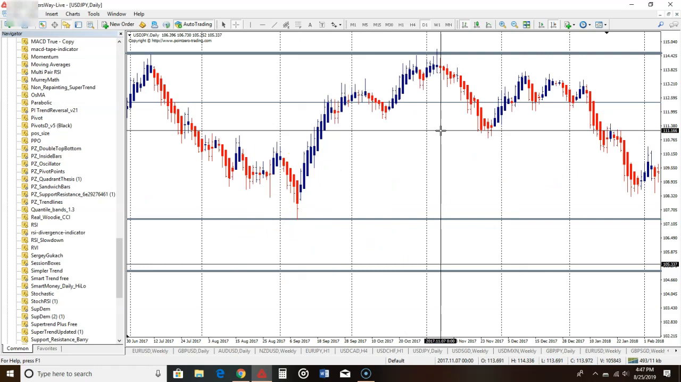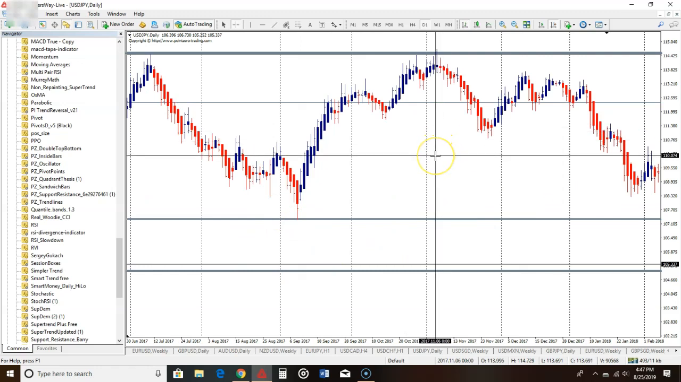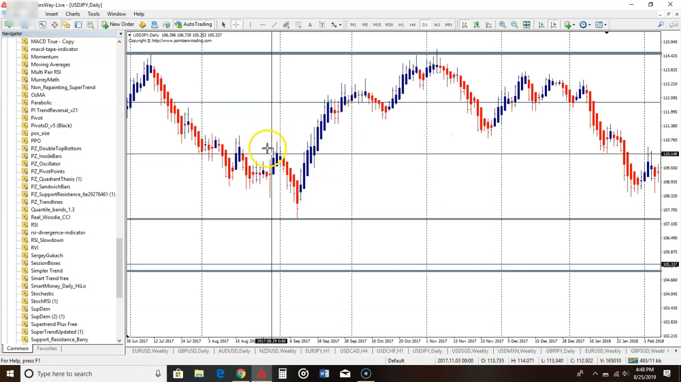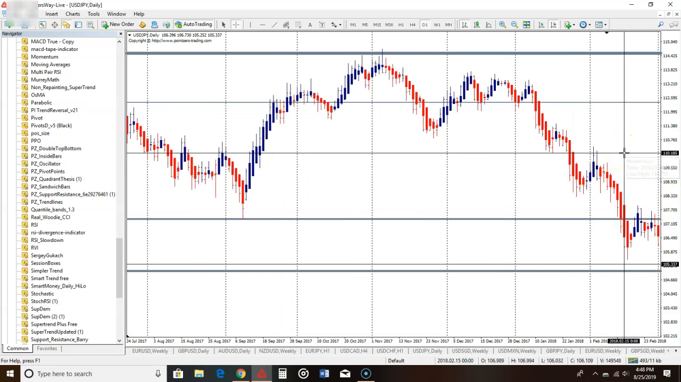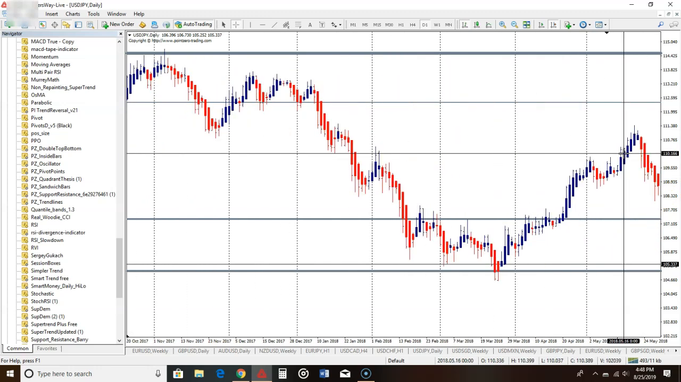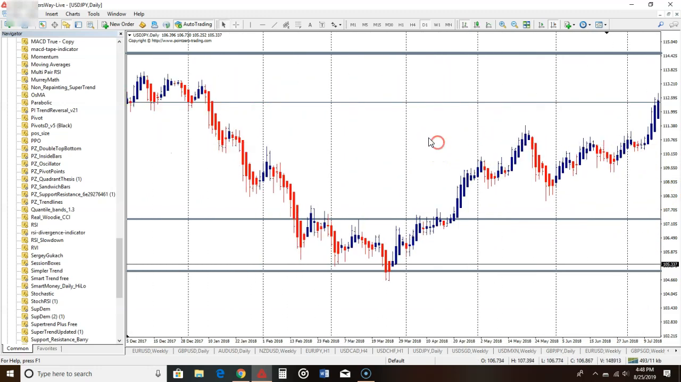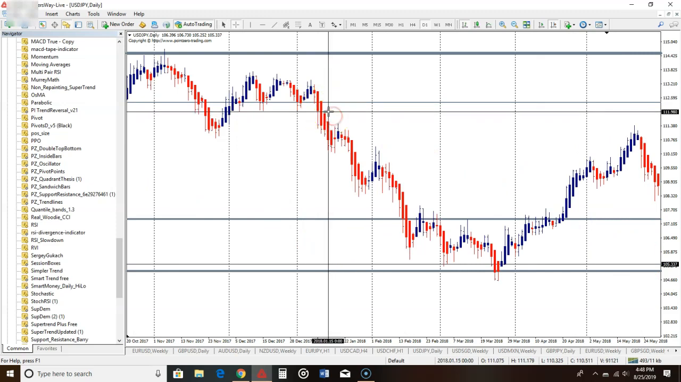See, there's a level right there. You can argue that this is a level right here. See, it touches right here and it touches over here. You can argue that this is a level here, but these are small levels. We're looking for big levels. We want big moves in the market. We want to go from level to level.